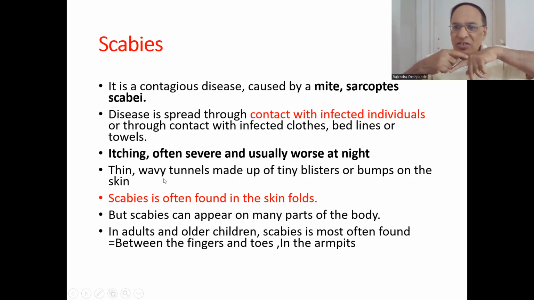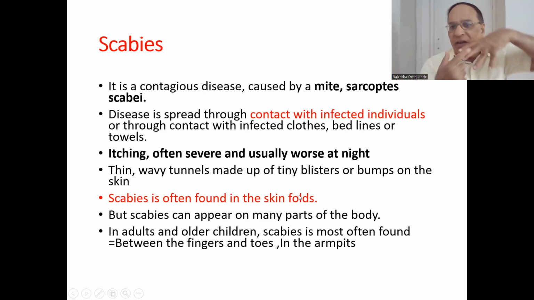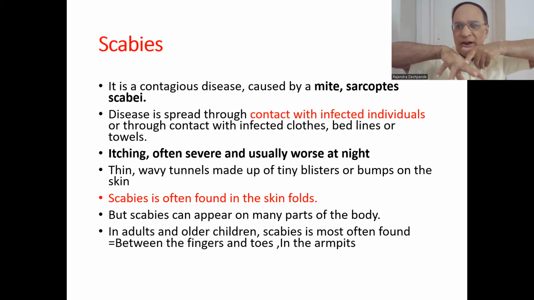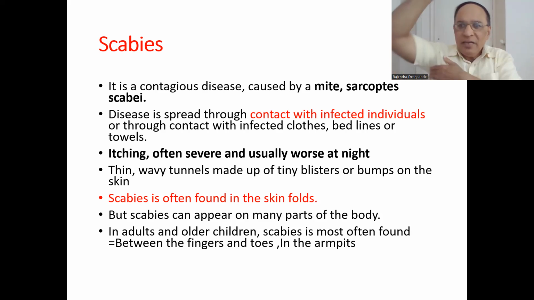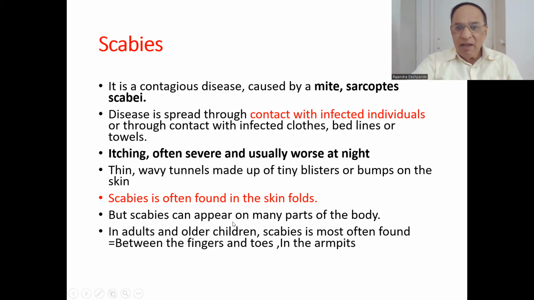There are thin, wavy channels made up of tiny blisters or bumps on the skin. Scabies is found mostly in the skin folds. Can you see here? Skin fold. Always you will find scabies lesions, Pama in Ayurveda, in the armpits, inguinal region, buttocks. So everywhere there will be scabies and itching. But scabies can appear on many parts of the body.